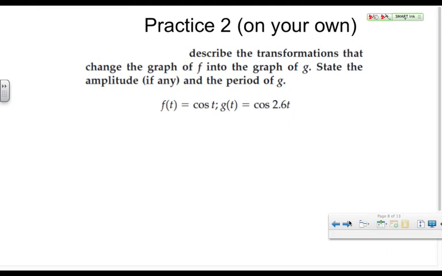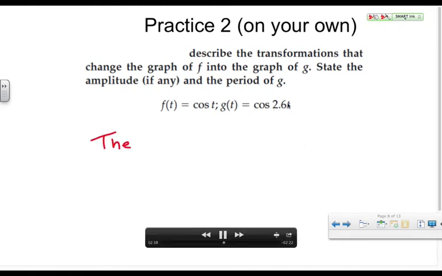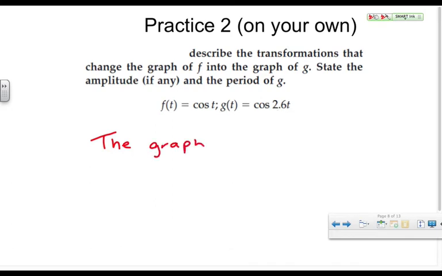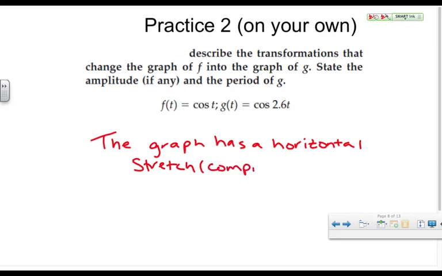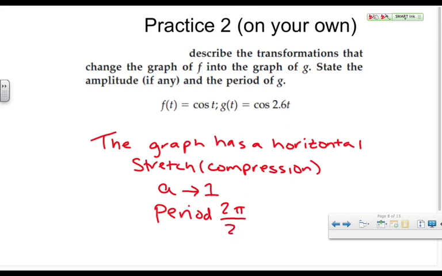So now we'll go over practice 2. To describe what's going on in the graph, the only thing we have here is a horizontal stretch of 2.6, or you could call it compression. The amplitude is still 1. And the period is 2 pi over 2.6. I would leave that like that. Anytime you have those weird numbers, just leave them as is.